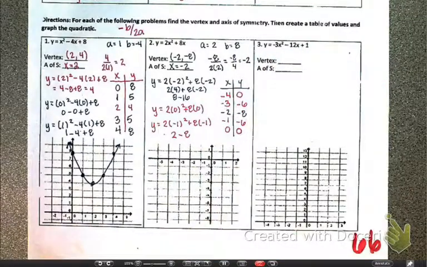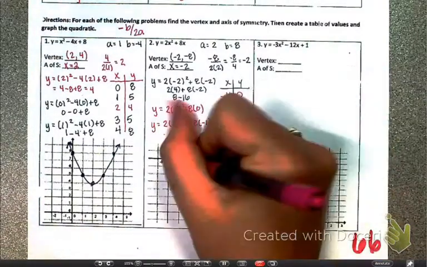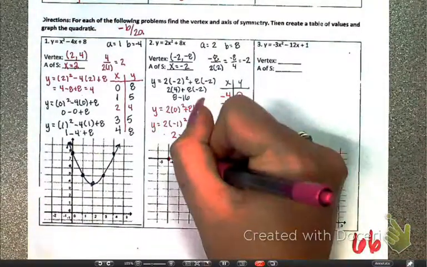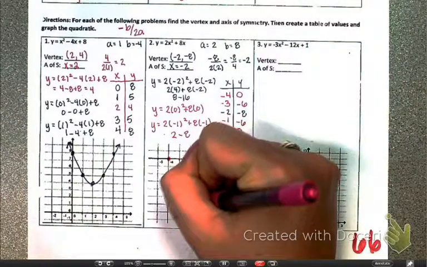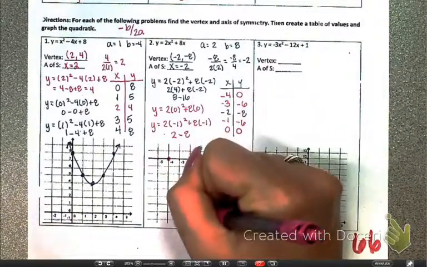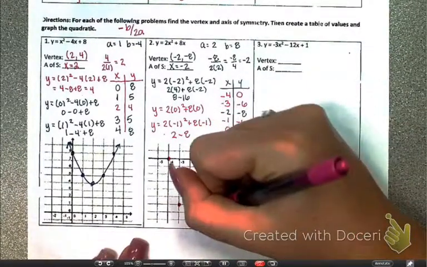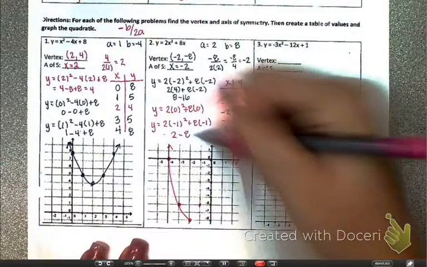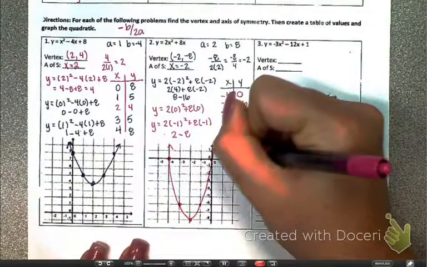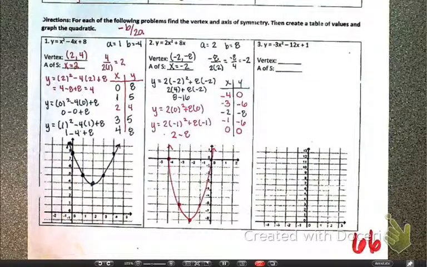What's the orientation of this graph? Up. It should face up. And what's the shape? So we just have an idea. It should be a stretch. Okay, so when I go to plot the points, negative 4, 0. Negative 3, negative 6. Negative 2, negative 8. And then I have some symmetry. Okay, it faces up. It's definitely a little skinnier than my normal one. That's what it should look like.